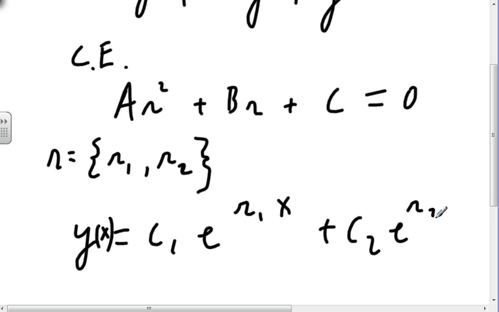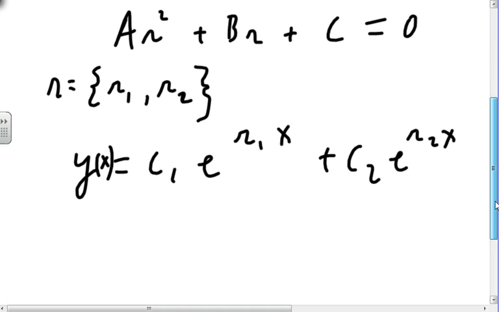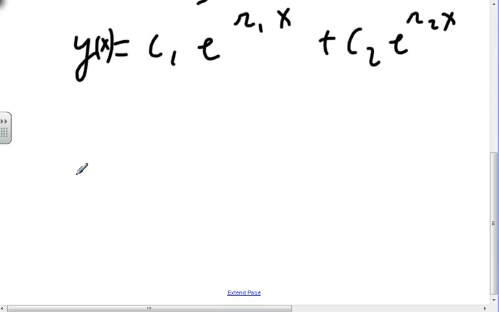to the r2x. And as long as r1 and r2 are distinct, then e to the r1x and e to the r2x are going to be linearly independent, and then I have two linearly independent solutions. I can solve for c1 and c2 if I have initial conditions. If I don't have initial conditions, then I can't.